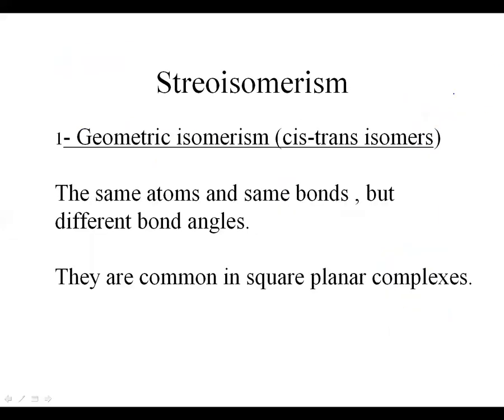Now we're going to talk about some other sort of isomers, and these are sometimes referred to as stereoisomers. And stereoisomers can be geometric isomers, which is the first thing we're going to talk about. And we're talking about cis and trans isomers. And in general, cis and trans isomers, you come across a lot in organic chemistry as well. But in general, cis means basically same side, and trans means opposite sides.